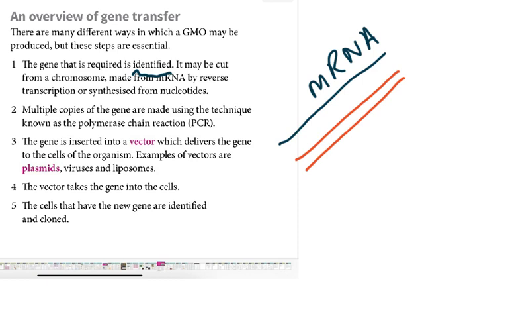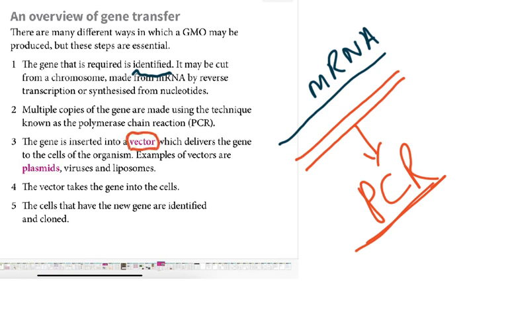Or we synthesize it from nucleotides. We can even use nucleotides to synthesize this gene. Then multiple copies of the gene are made by using a mechanism which is called PCR, which is called polymerase chain reaction. We'll talk about that later on. Then this gene is inserted into a vector.